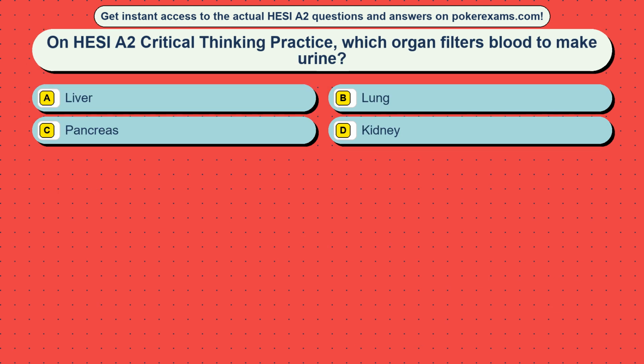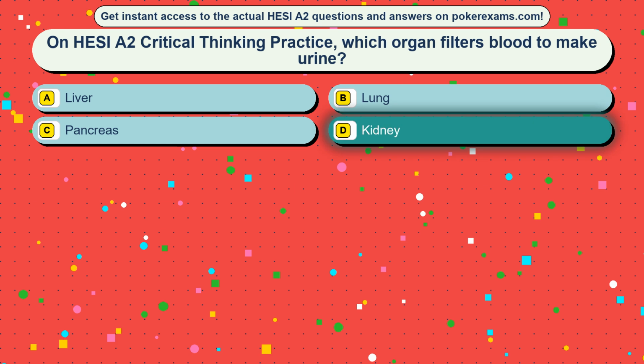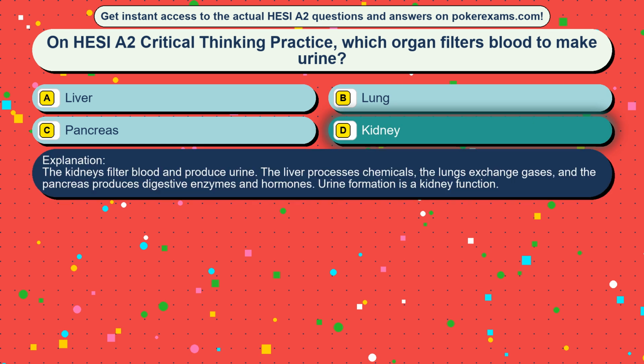Question 14. On HESI A2 critical thinking practice, which organ filters blood to make urine? Option A, liver. Option B, lung. Option C, pancreas. Option D, kidney. The correct answer is option D, kidney. The kidneys filter blood and produce urine. The liver processes chemicals, the lungs exchange gases, and the pancreas produces digestive enzymes and hormones. Urine formation is a kidney function.